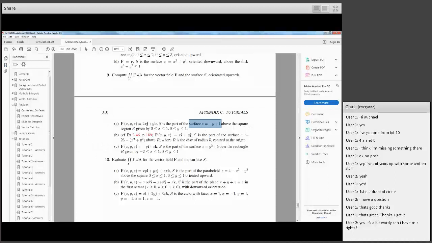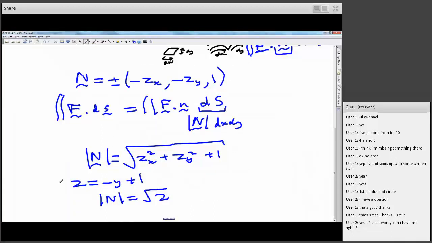But I don't actually have any access to Stokes' and the divergence theorem yet, because I'm still doing tutorial 9. So as I said, they don't apply. In this case, it's a surface which is hard to draw, so I'm really just going to have to fall back to parameterization. That's always the default option. As soon as I parameterize it, I'm going to have to use this approach, which really is just the parameterization method.